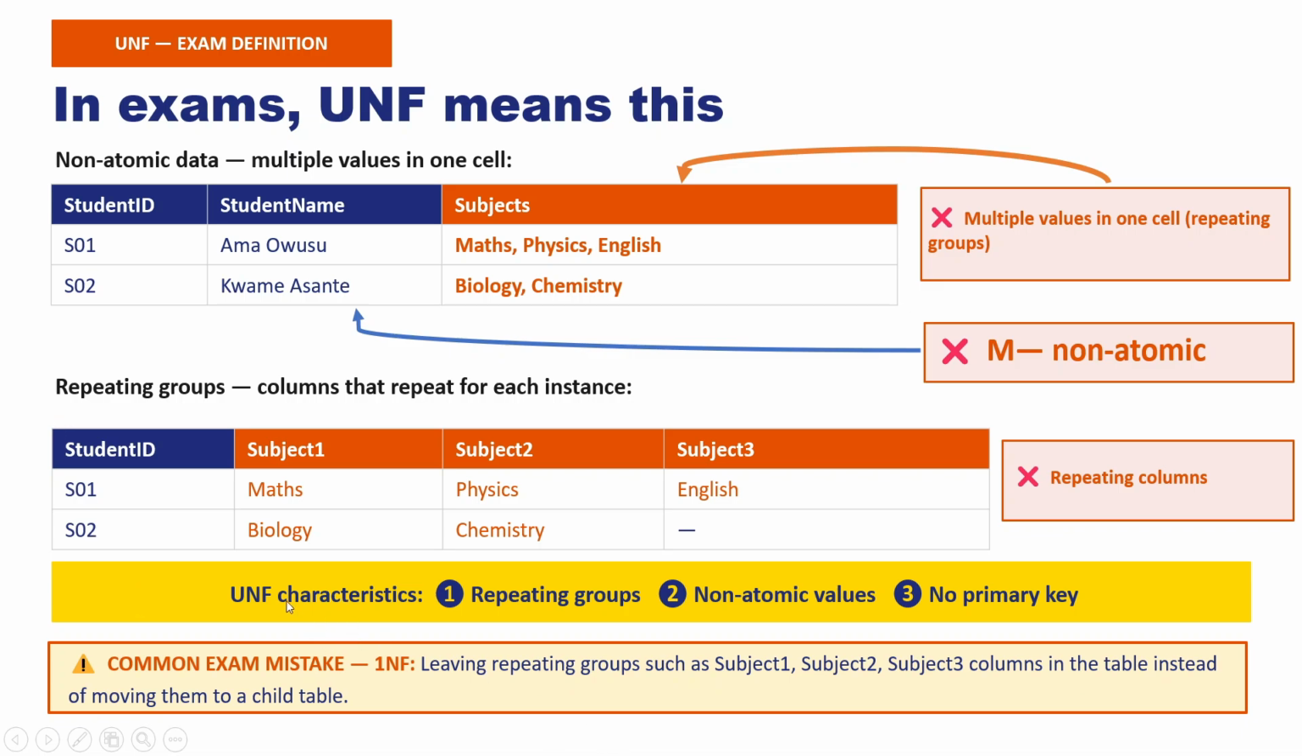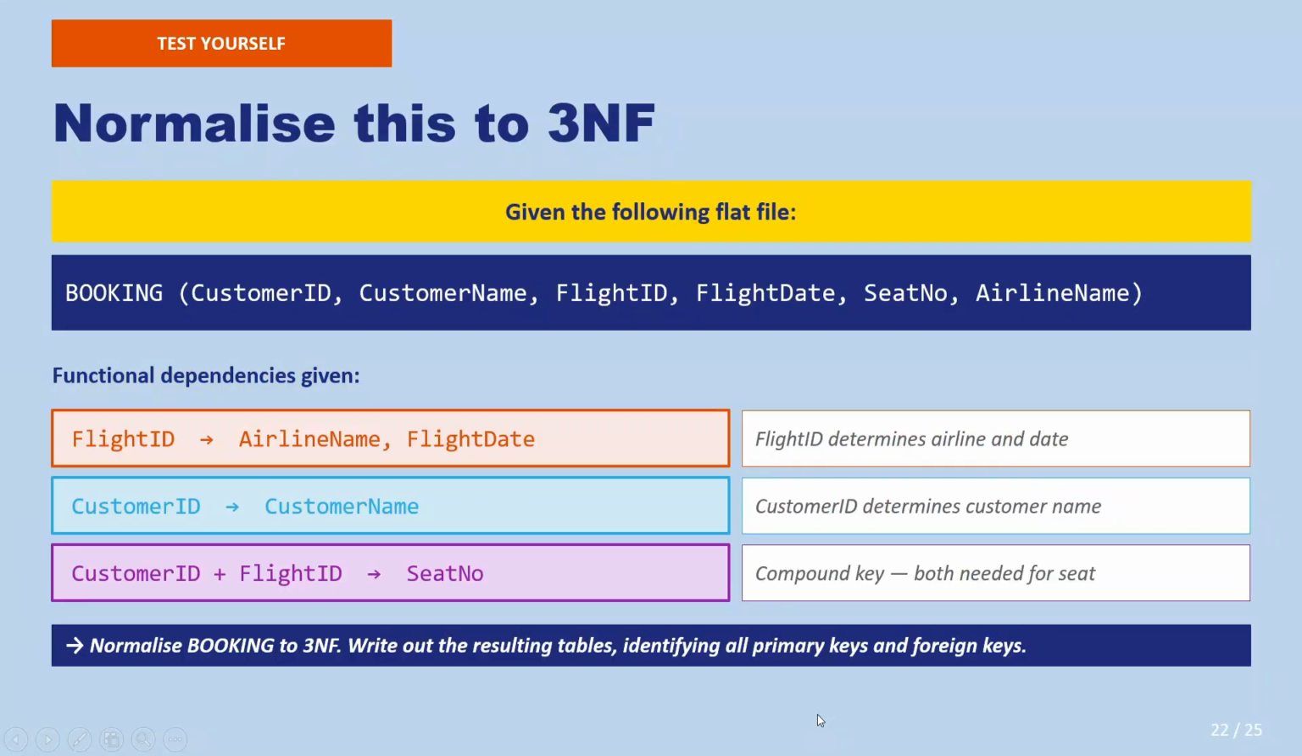So basically, the characteristics of a table in 0NF or not normalized are: one, it has repeated groups, and then two, they are non-atomic values, and then finally there are no primary keys. And a common mistake a lot of people make is that when you leave repeated groups and you think the table is in 1NF, then that is not right. So in a nutshell, that has to do with the explanation moving from 0NF to 1NF.